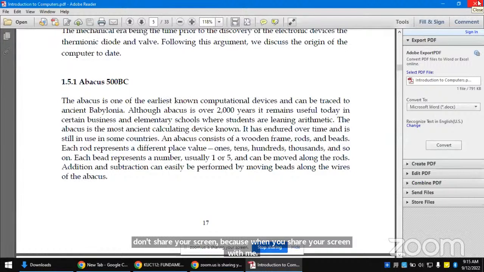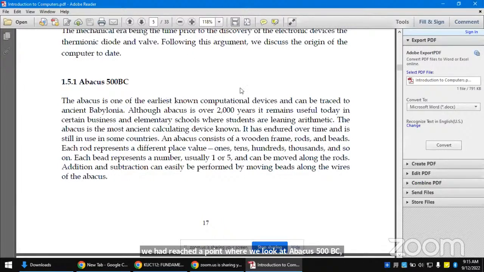So we had reached a point where we are looking at the Abacus, 500 BC. Just a recap, we can say that the Abacus is one of the earliest known computation devices, and it can be traced to ancient Babylon. Although Abacus is over 2,000 years old, it remains useful today in certain businesses and elementary schools where students are learning arithmetic. So the Abacus is the most ancient calculating device known. It has endured over time and is still in use in some countries.